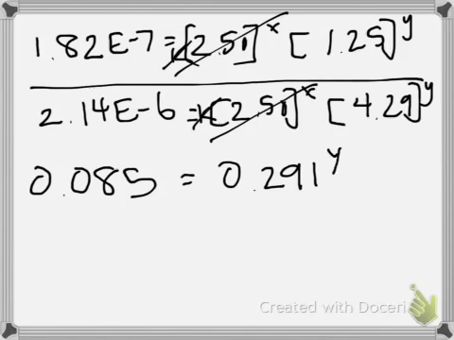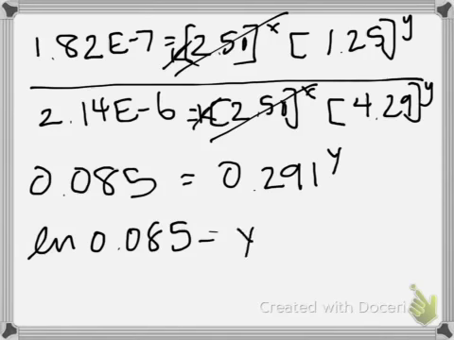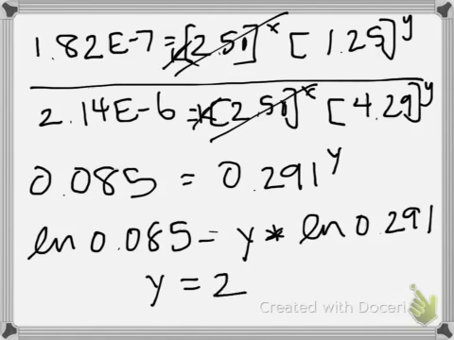Now the way I solve this is I take the natural log of each side. When I do that, I get the natural log of 0.085 is going to equal y times the natural log of 0.291. So y is going to be the natural log of 0.085 divided by the natural log of 0.291. So I'm going to figure that out here. Divided by the natural log of 0.291. And that's going to give me a value of 2. So the order of my reaction with respect to B is 2. Okay, great. I'm almost there.